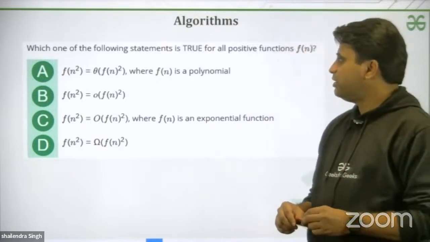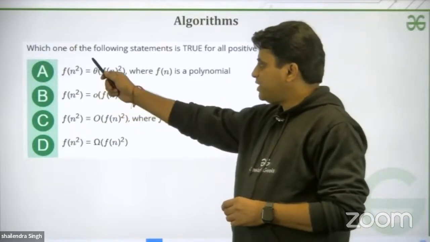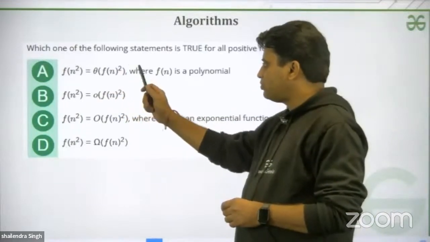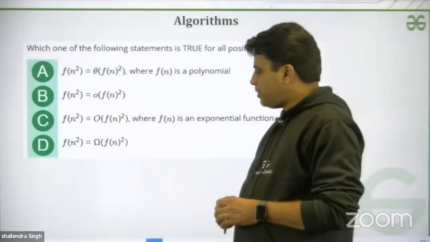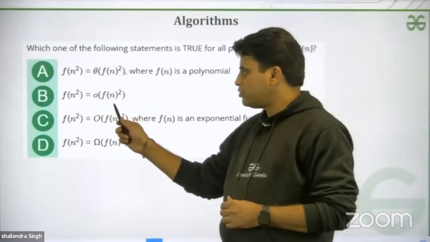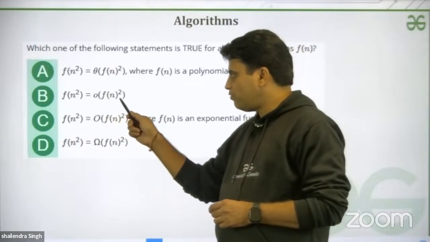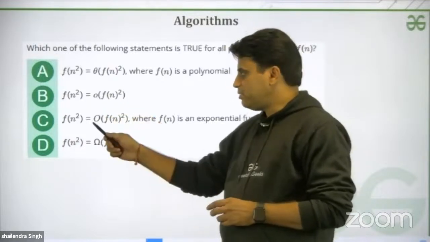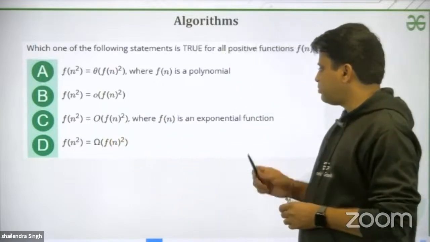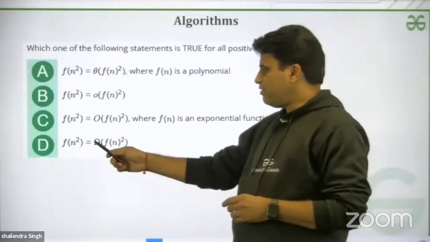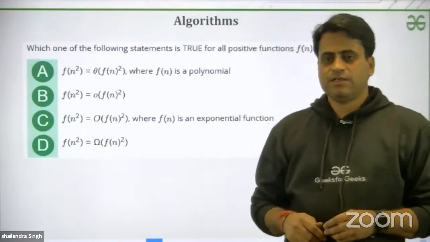Which one of the following statements is true for all positive functions f(n)? A: f(n²) equals theta of (f(n))², where f(n) is a polynomial function. B: f(n²) equals small o of (f(n))². C: f(n²) equals big O of (f(n))², where f(n) is an exponential function. D: f(n²) equals big omega of (f(n))². Which one is correct?